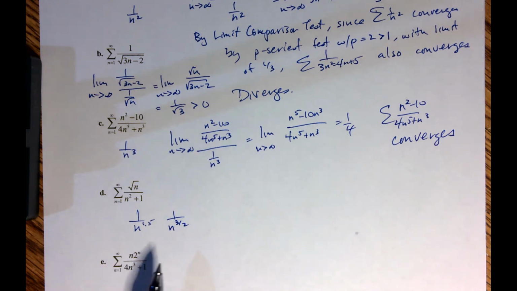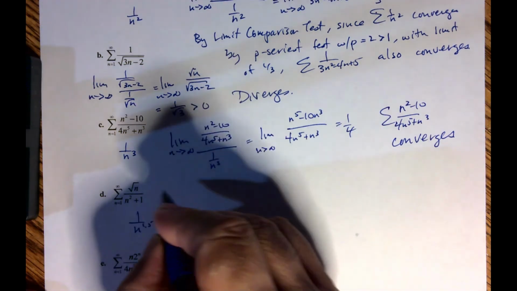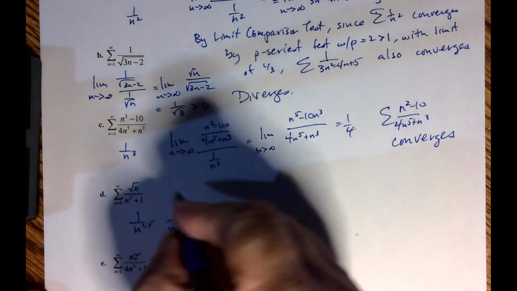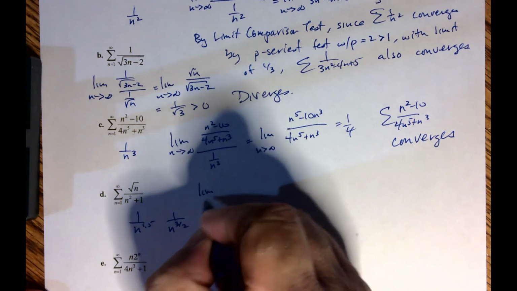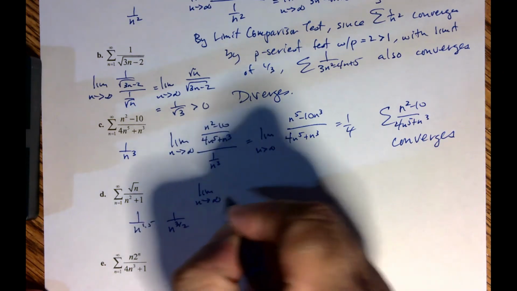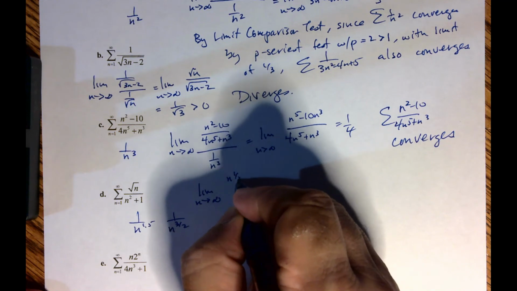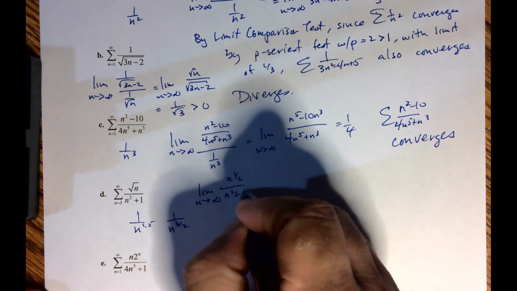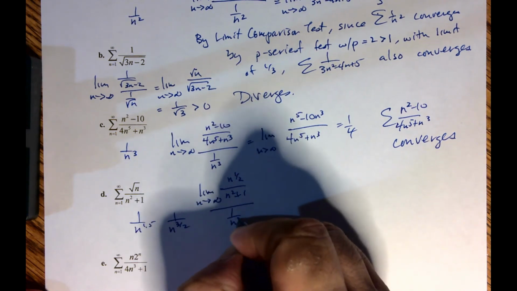Does that converge or diverge? Well, p is equal to 3/2. It's bigger than 1, so this converges. So we're going to multiply by n to the 3/2, or I'm sorry, take the limit. So limit as n goes to infinity. I want to write n to the half over n squared plus 1 over 1 over n to the 3/2.